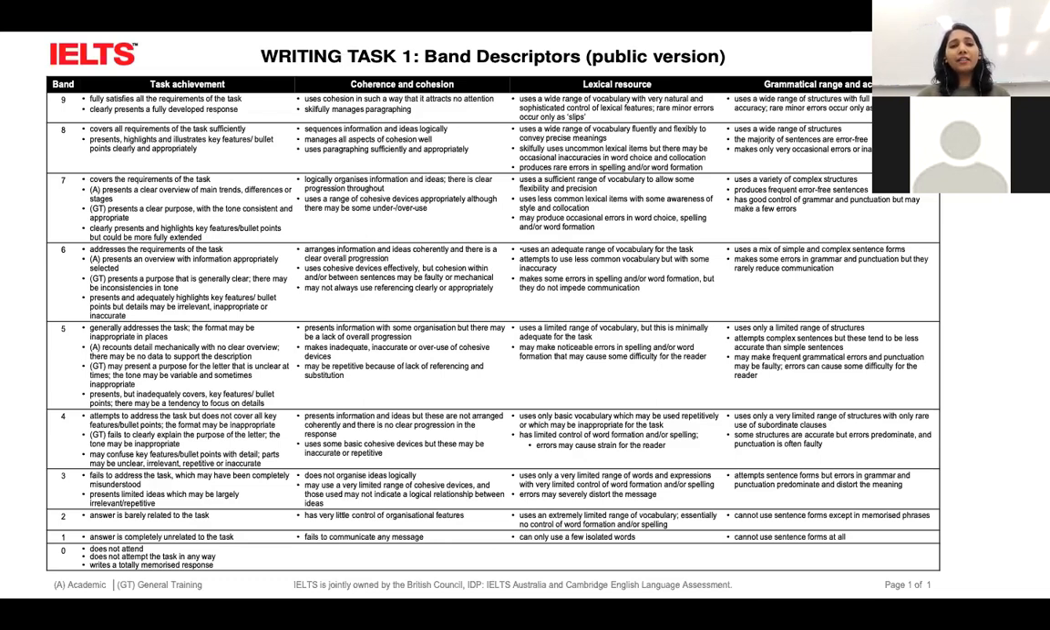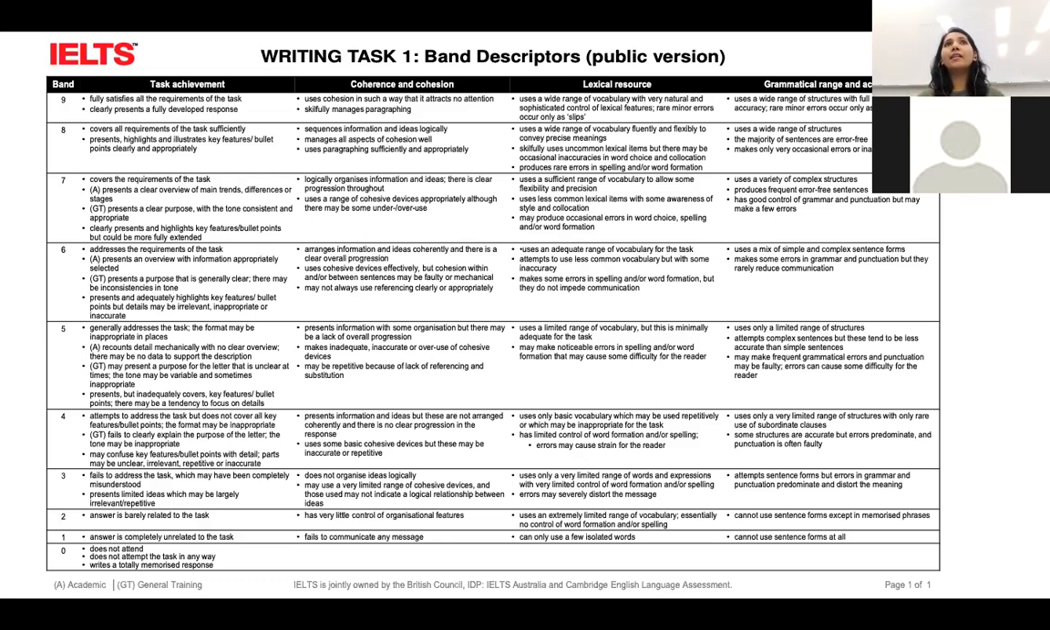The second factor to get to your band 7 is that you organize information and ideas, and there's clear progression throughout. That means when you're writing your letter, each paragraph will revolve around one idea. So one bullet point will be one paragraph.